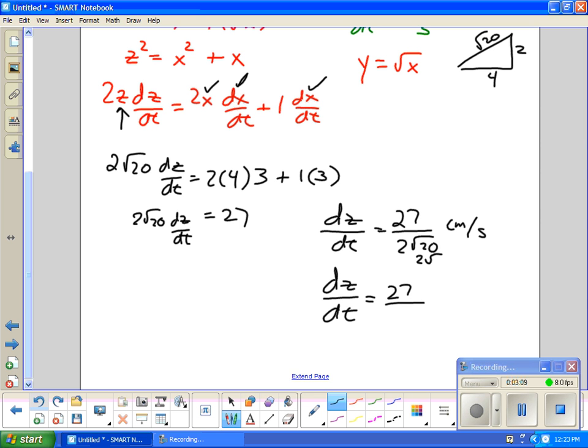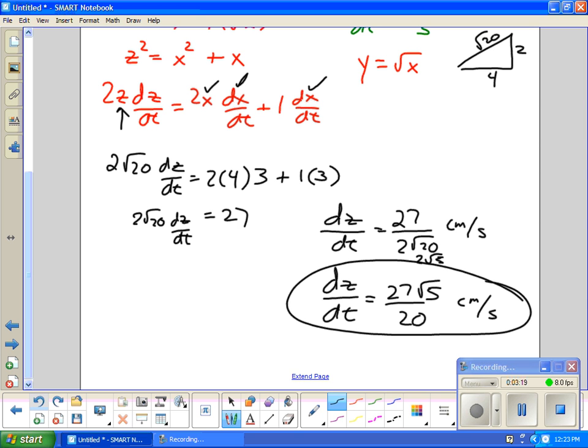I would agree. This is 2 square root of 5. So I get 4 square root of 5, and there is the rate of change for how fast the distance is increasing from the origin.